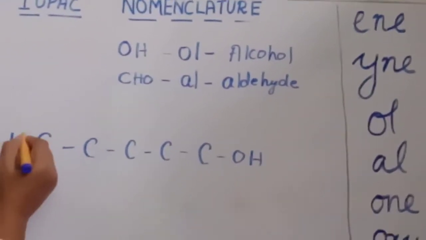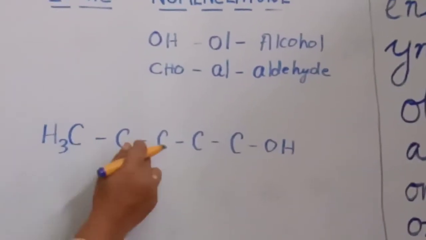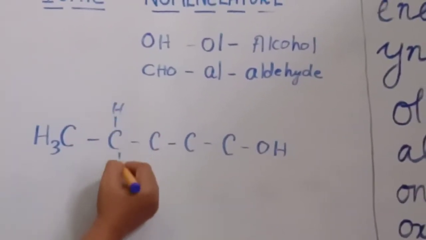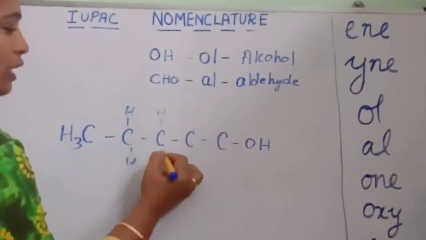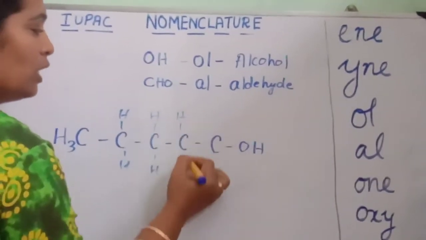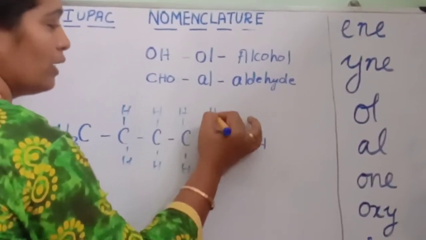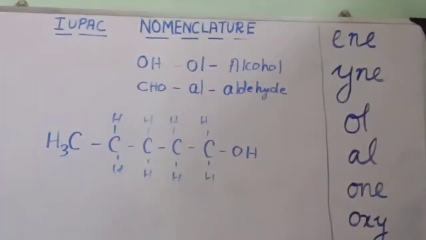So let me at least put this hydrogen here. Here it is 2 bonds. So up and down 2 hydrogen is present. So this I am leaving to your imagination. So here again 1 and 2. So this is the structure.